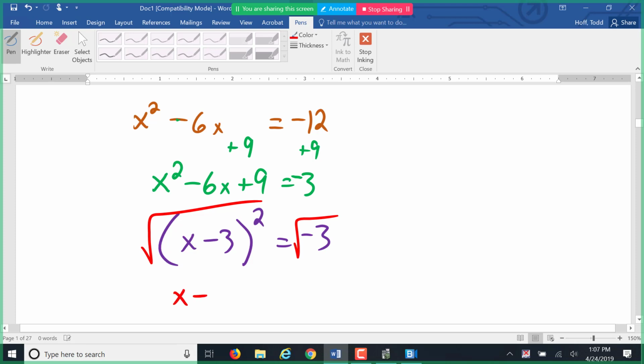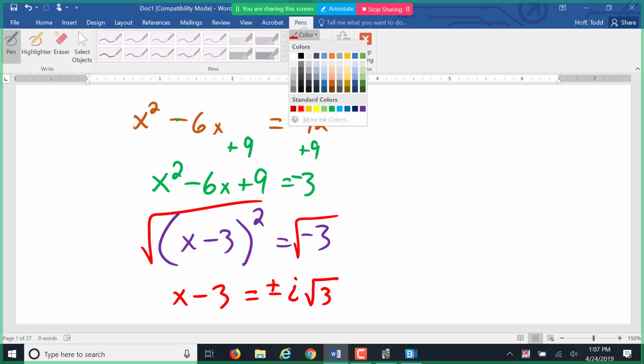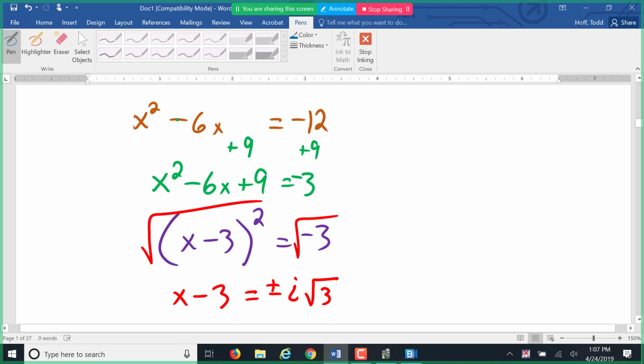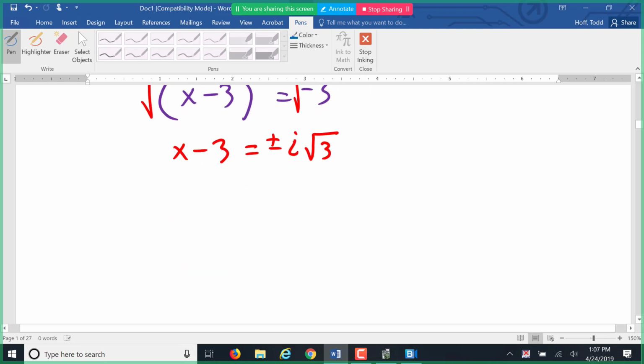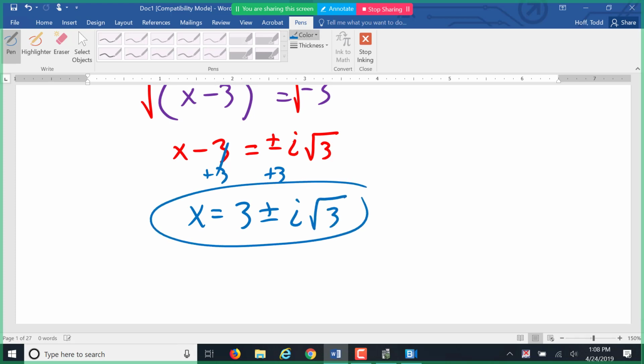And then square root it. So the square root of x minus 3 squared is just x minus 3. The square root of negative 3 is plus or minus i times the square root of 3. And then add 3. So x equals 3 plus or minus i times the square root of 3. What do you think? Good stuff?